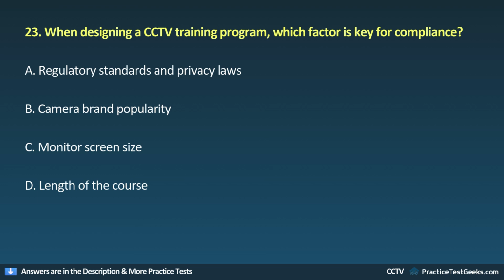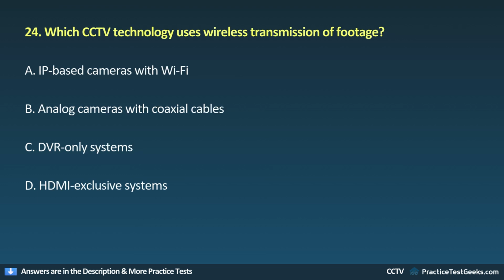23. When designing a CCTV training program, which factor is key for compliance? A. Regulatory standards and privacy laws. B. Camera brand popularity. C. Monitor screen size. D. Length of the course.